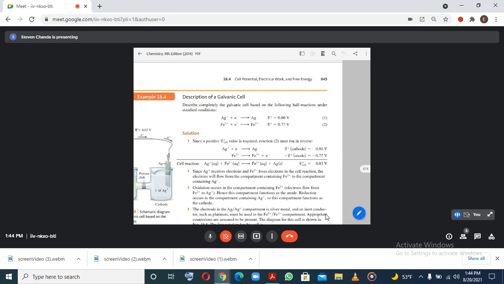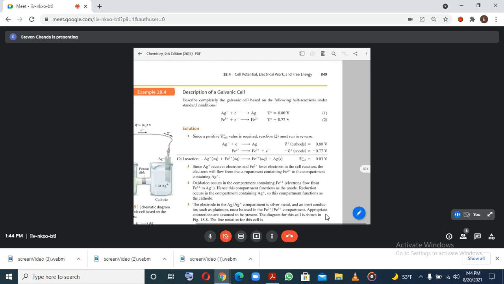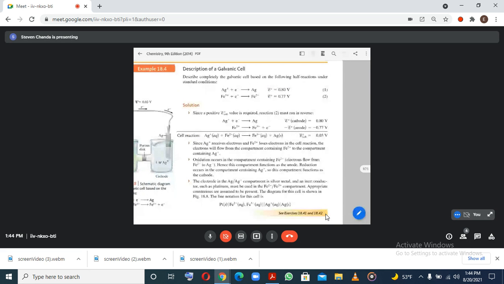So after you've done this, you now want to write your line notation. How do you write your line notation? Remember, you always start from the anode. So look at your anode. What do we have for the anode? The anode is the one where oxidation is occurring, right? And you see that this is the reaction where we've got iron.